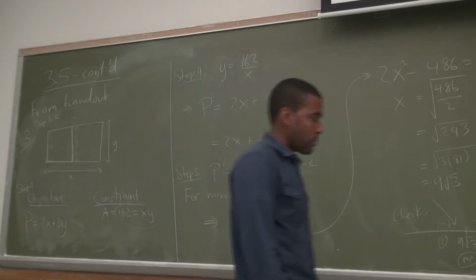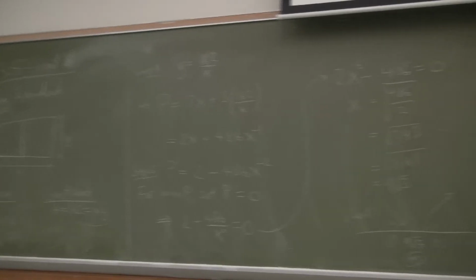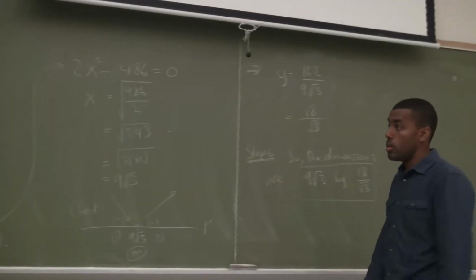So it should be around 9.2 or something. Yeah, so this will be something like 9 times 1.5. If you don't have a calculator, just think of it that way.